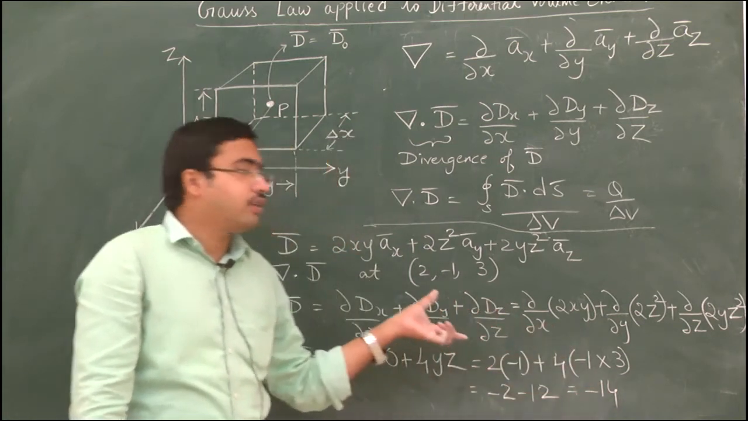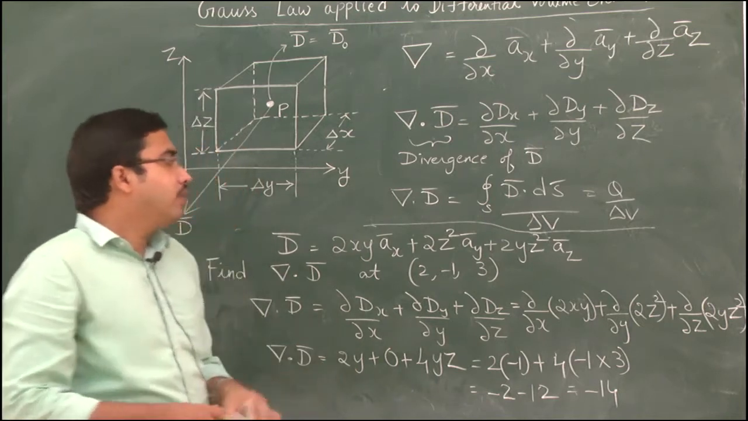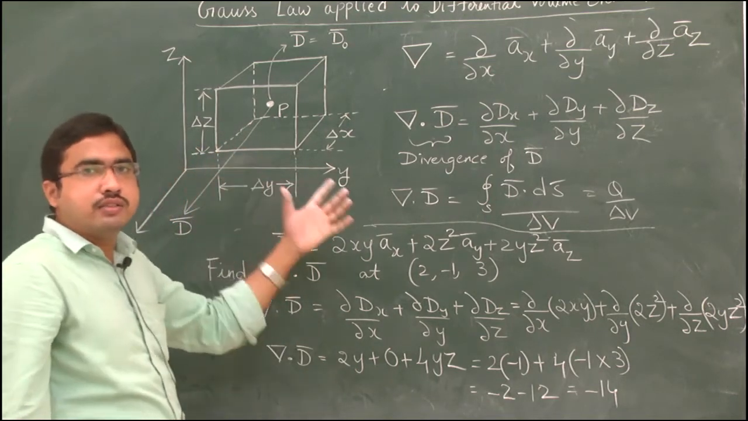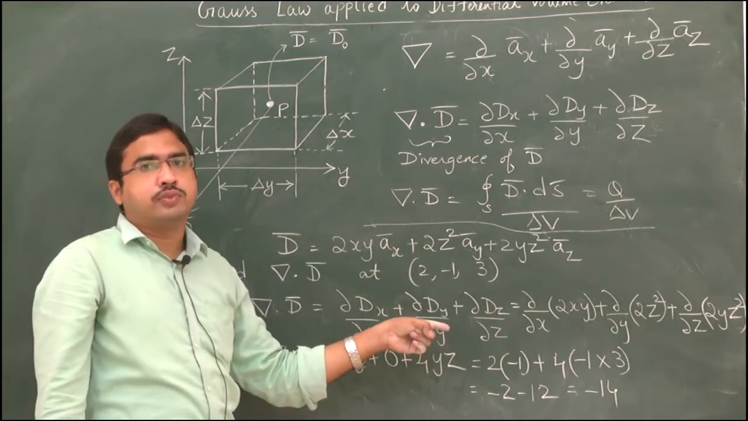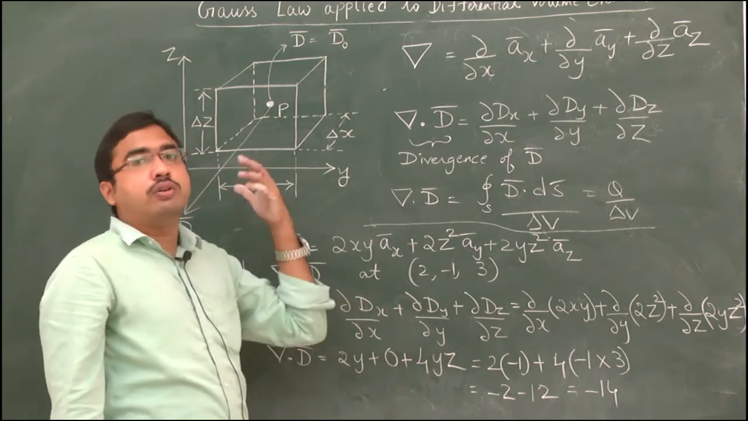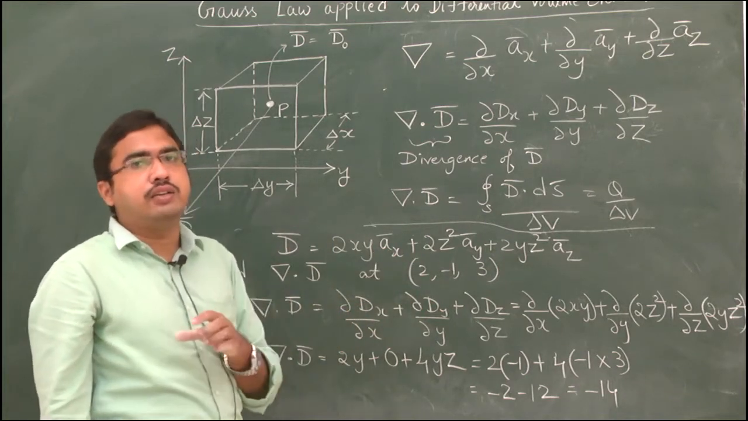Okay, these are the simple problems which may come from this topic. Next, we have represented the divergence in mathematical form. Okay. Next, we need to know the meaning of divergence. What is the physical meaning of divergence?